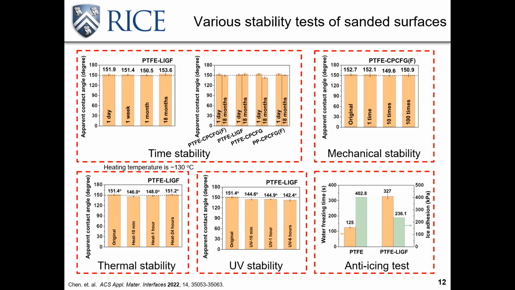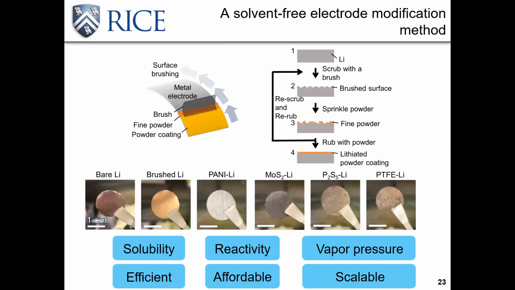There's a question in the chat. Could you prepare different shapes? Oh, could we prepare different shapes? That's a great question. For the slide we list here, we do the coin cell test, which is a circle, the electrolyte circle. But when we first do the sanding of the metal foil, we use a very large metal foil. After we modify the whole surface, we can cut the big foil to different shapes based on our design, like in the pouch cell, which might be a rectangle shape.